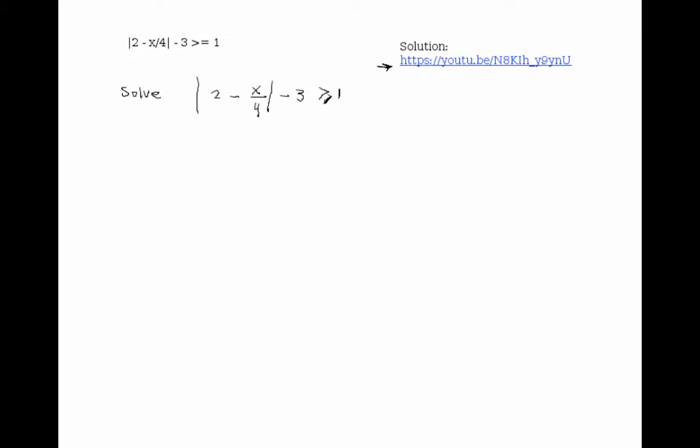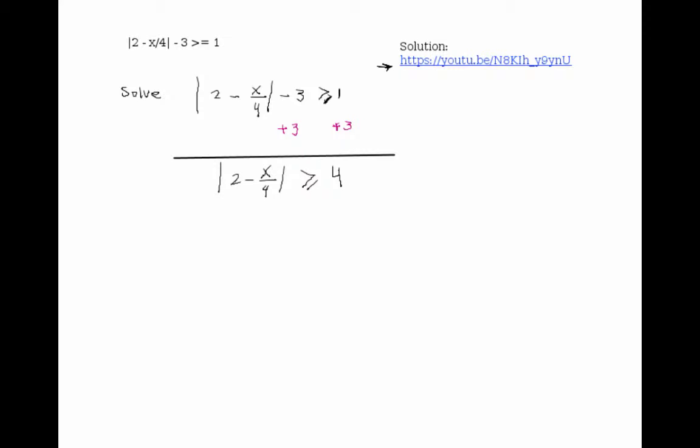The first step is to isolate the absolute value. That's what you do first. You isolate the absolute value. And I want to add 3 to both sides of this inequality. So I would get the absolute value of 2 minus x over 4 is greater or equal to 4.